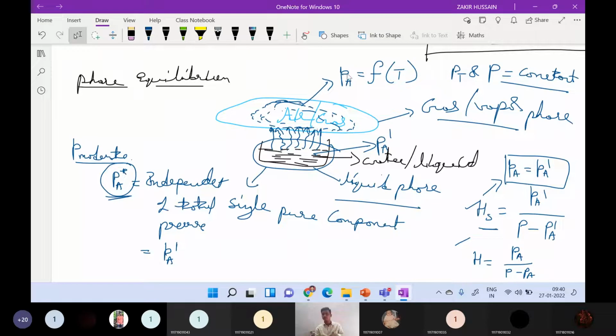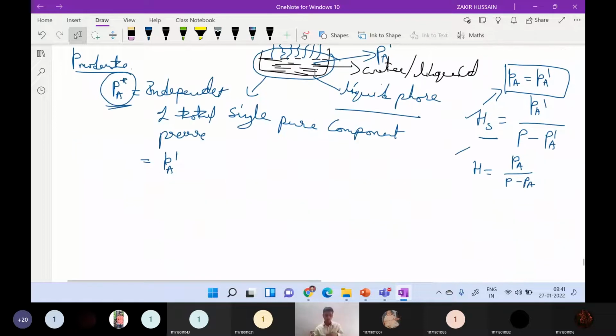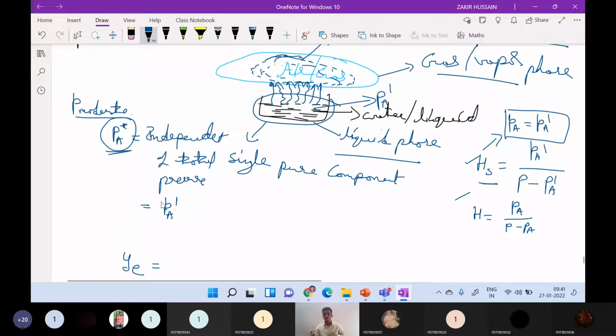So this is the partial pressure of the solute or water vapor which is present in the gas. By Dalton's law and also by Raoult's law, the equilibrium partial pressure can be converted to mole fraction. That mole fraction is denoted by YE. Therefore, this is a single component, a single liquid phase composition.